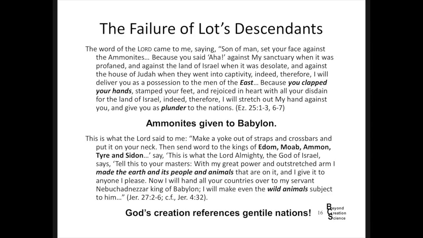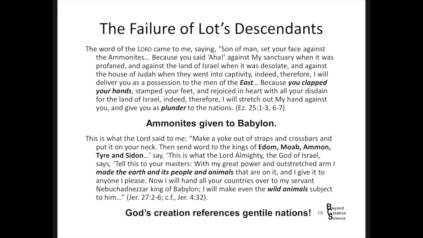Indeed, therefore, I will stretch out my hand against you and give you as plunder to the nations. See, the Gentiles have their own captivity in the Old Testament. We see this even better in Jeremiah. Note how the whole creation, not just Israel, goes into captivity under Nebuchadnezzar. This is what the Lord said to me, that's Jeremiah, make a yoke out of straps and crossbars and put it on your neck, then send word to the kings of Edom, Moab, and Ammon.